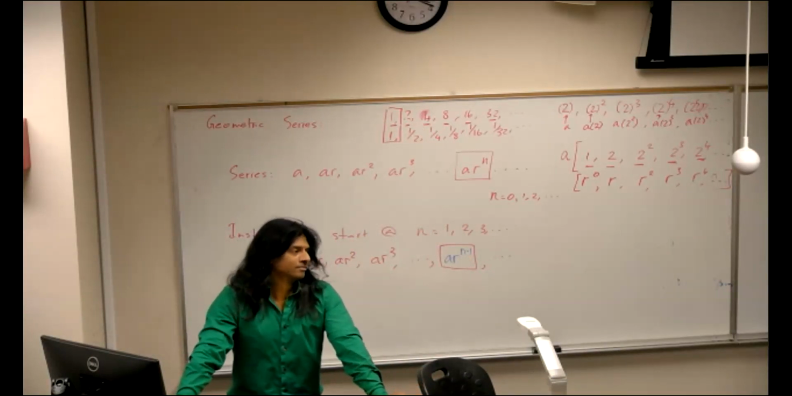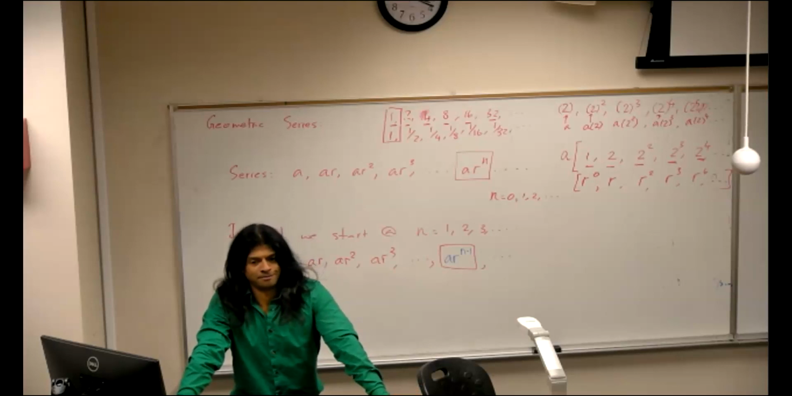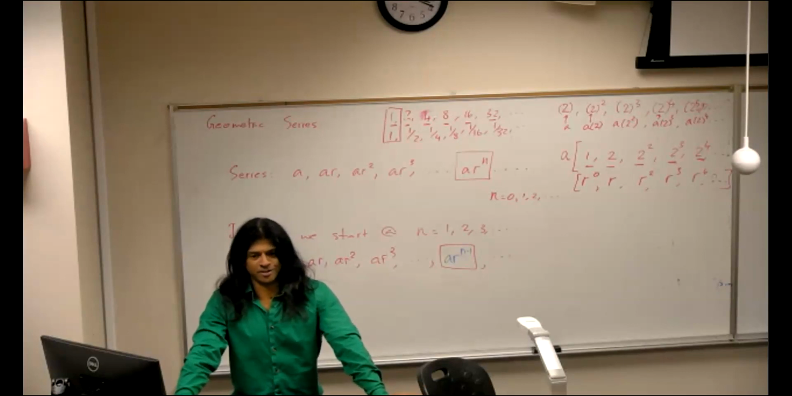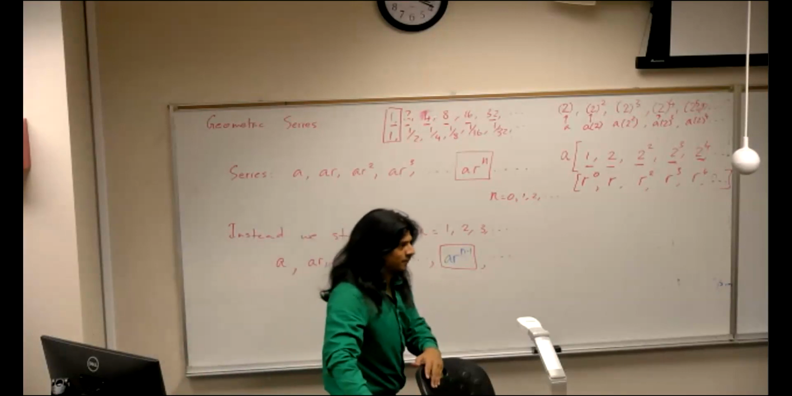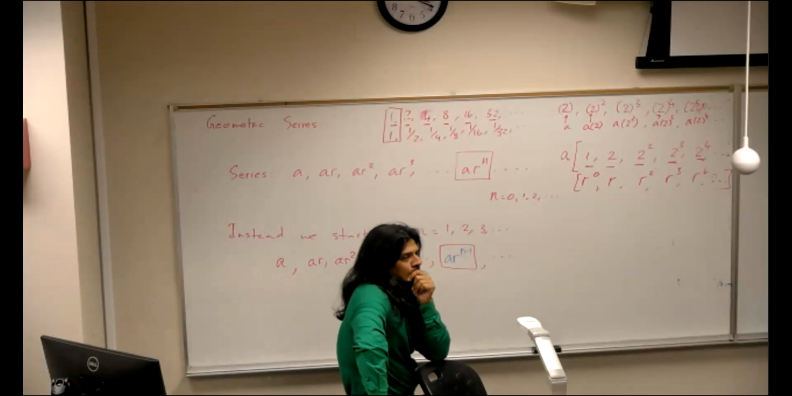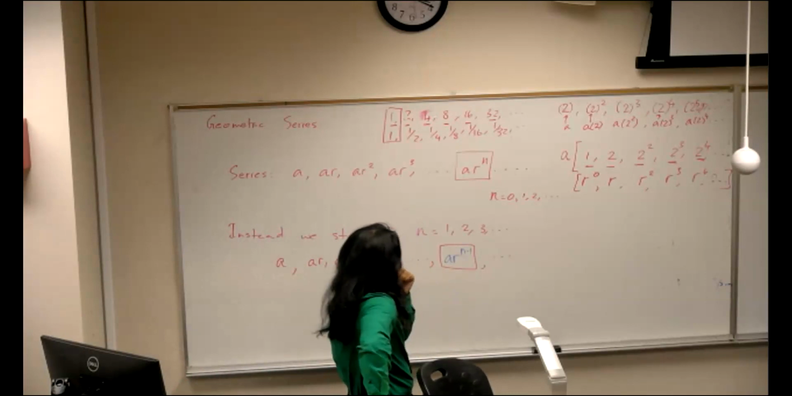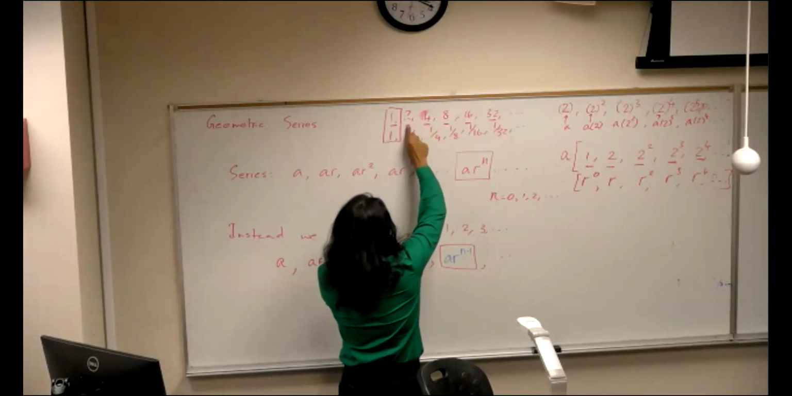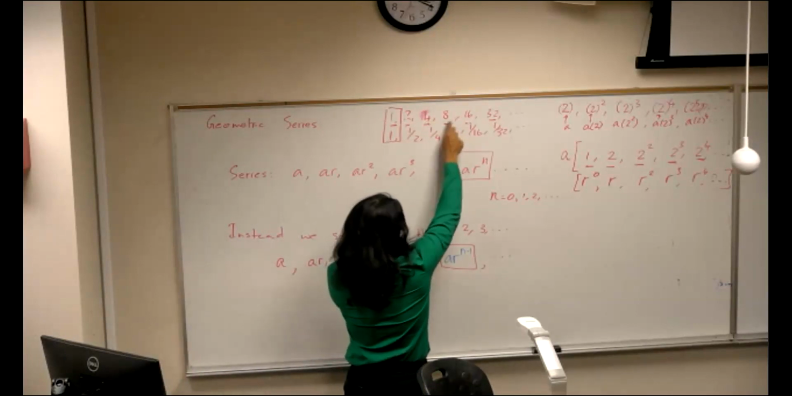Is R 0? Let's start there. Clearly not. It's obvious, right? If R is 0, we're not going anywhere. So R is 1. Why? 2/1 is 2, 4/2 is 2, 8/4 is 2, 16 over 8.